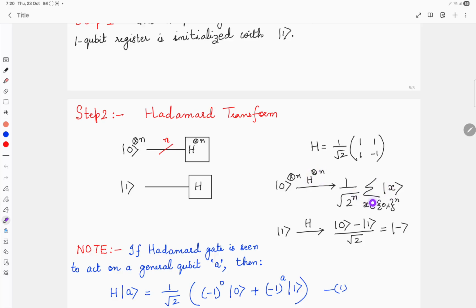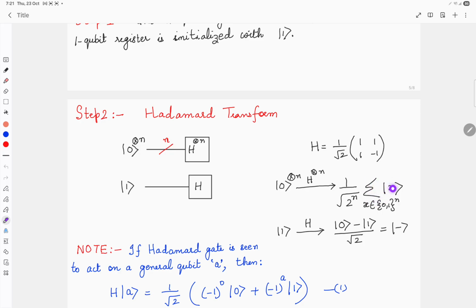Then we get this as the output, right? So what is this? This is basically the equal superposition of all the qubits, that is 1 over root 2 raised to the power n. So x will be, let's say if n is 1, it will be 0 and 1, just 0 and 1 only. So you will get |0> plus |1> divided by root 2. So that was the case in the Deutsch algorithm for a single qubit.